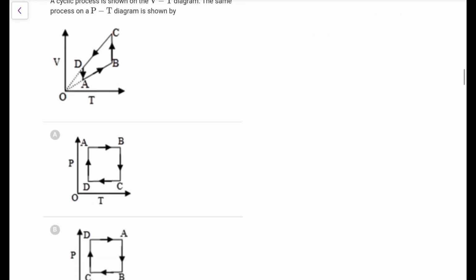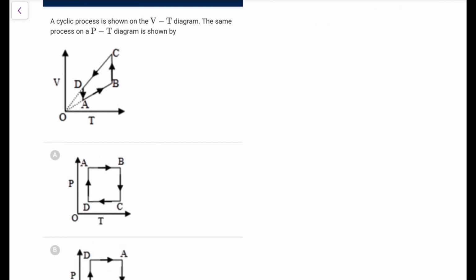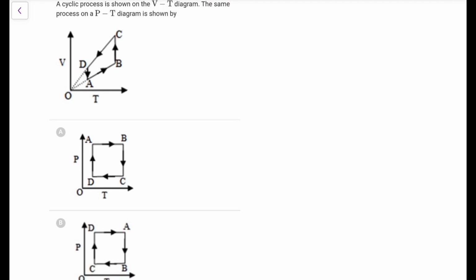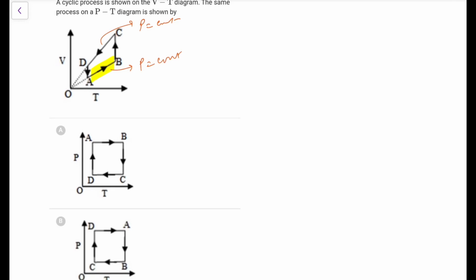Next, the cyclic process is shown on the VT diagram; the same process on a PT diagram is which one? We are given the diagram on the VT and we have to find the diagram on the PT. First of all, A to B, VT straight line through origin clearly suggests P is constant. Here also P is constant, and in the rest of the two, temperature is constant. So it would be like a parallelogram or a rectangle.